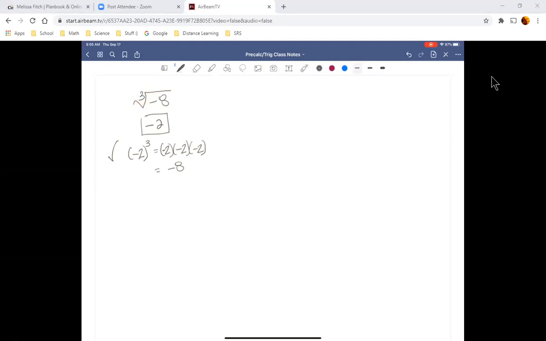Because if I just asked you guys the third root of 8, what do we know that the third root of 8 is? It's 2, right? But since this is an odd number, we can actually have a negative under that root because it's not a square root, it's an odd root because it's 3. Not too bad? All right. One more.